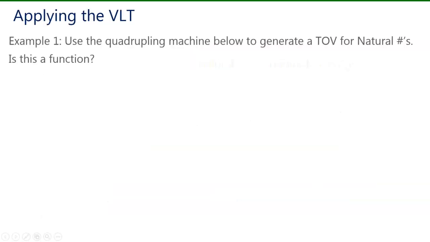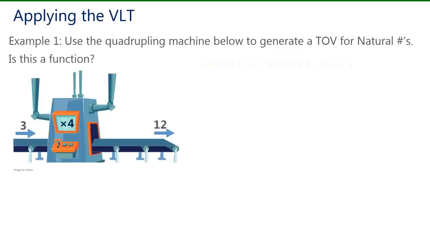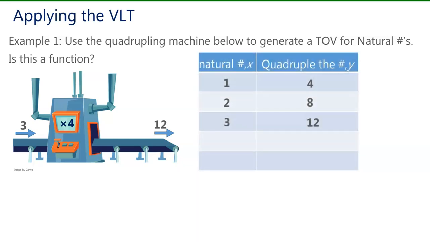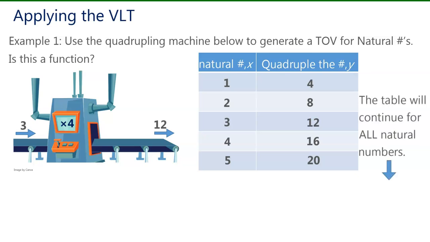Let's do another example. Use the quadrupling machine below to generate a table of values for natural numbers. Is this a function? We've generated these ordered pairs before. In this case, x is a natural number. So if we put in 4, it will get quadrupled to 16. We put in a 5, it will be quadrupled to 20. We now have 5 ordered pairs. The table will continue for all natural numbers.